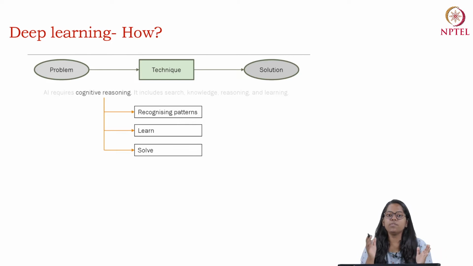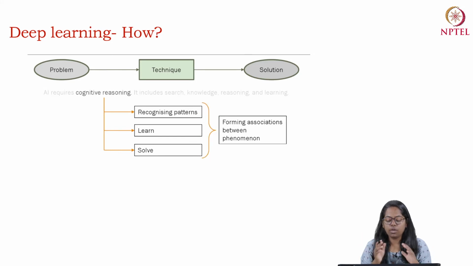So the cognitive reasoning basically involves three things: recognizing patterns, then learning based on these patterns, and then providing us some actions which help us solve the problem being identified. So basically, all of these three things constitute forming associations between the input signals that we have, the scenario that we see, and the corresponding actions that we should take. So that is, it basically helps us form associations between different phenomena.